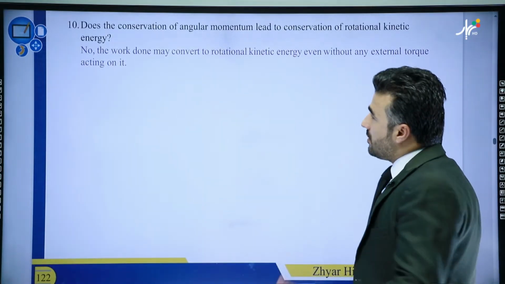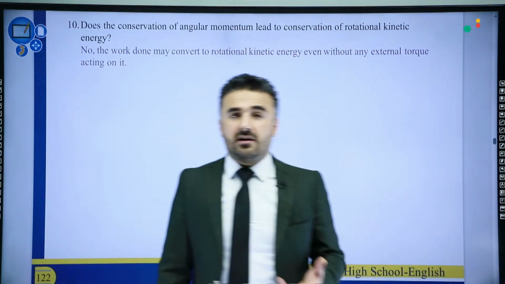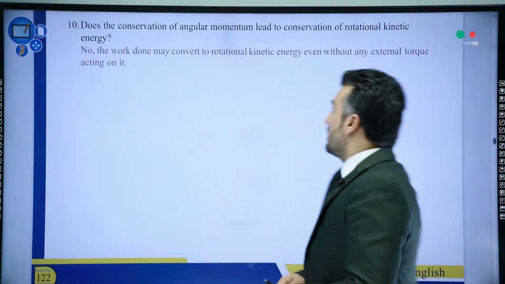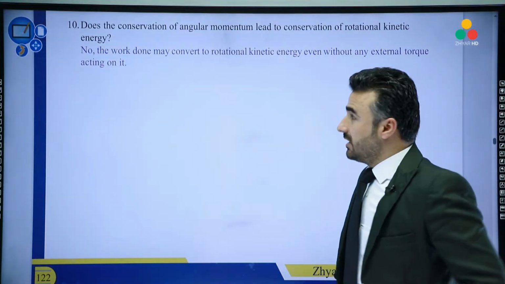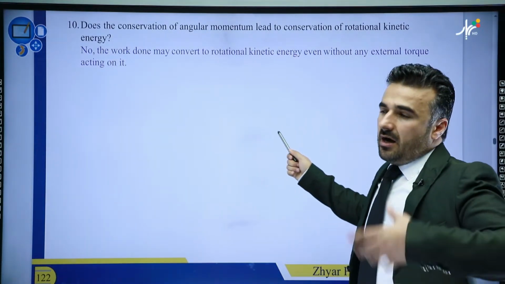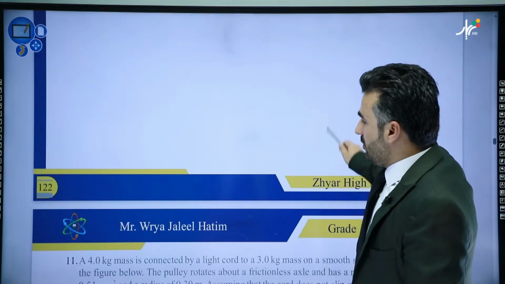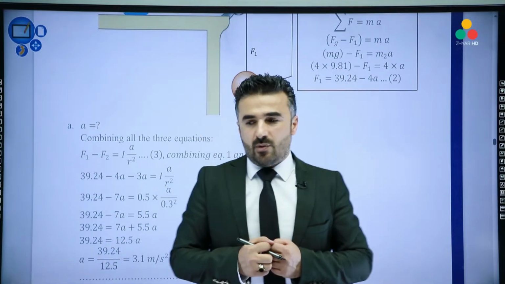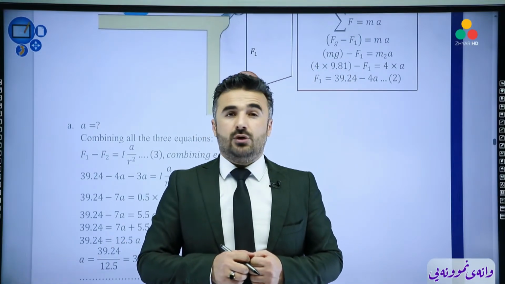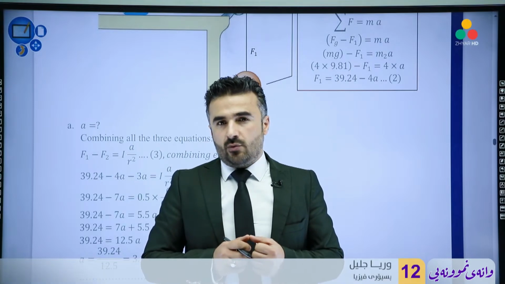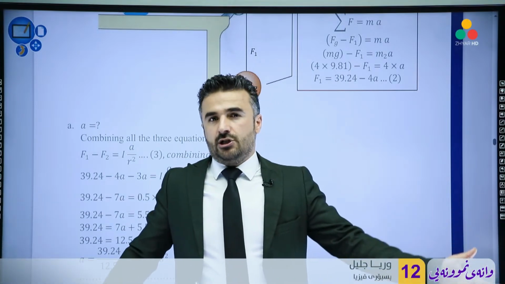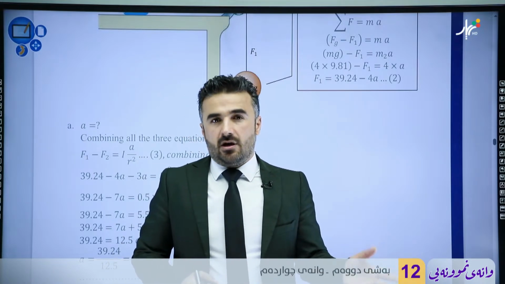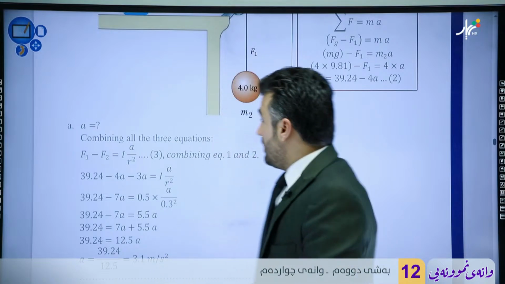Does the conservation of angular momentum lead to the conservation of kinetic energy? Absolutely not, because we said some work might change to rotational kinetic energy without any external torque. And then if that is the case, then of course the rotational kinetic energy will not be conserved. Remember when the hands of the ice skater were closer to his body, the rotational kinetic energy was higher, right? And then once they were extending their arms, the rotational kinetic energy was decreasing without any net torque acting on the object. So in these cases, the rotational kinetic energy was not conserved.